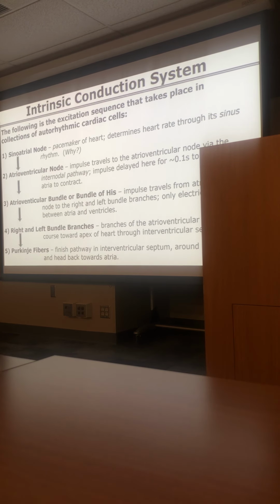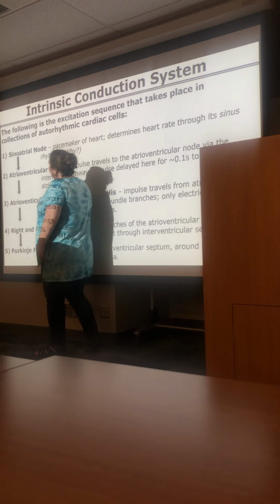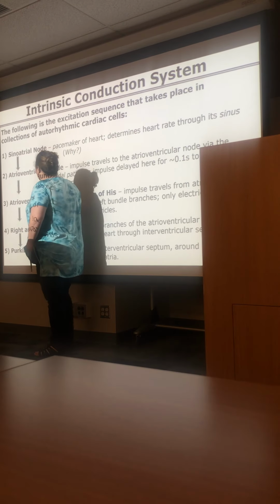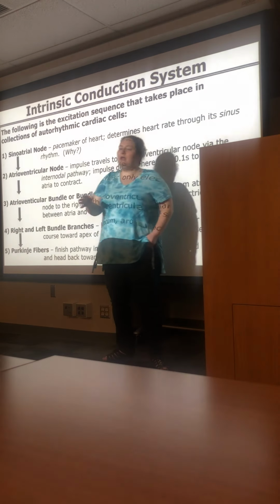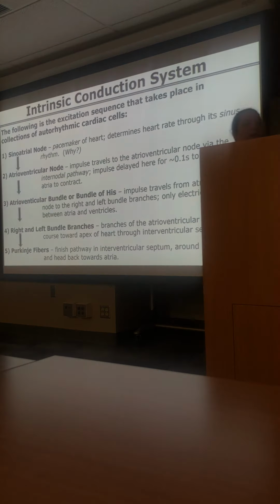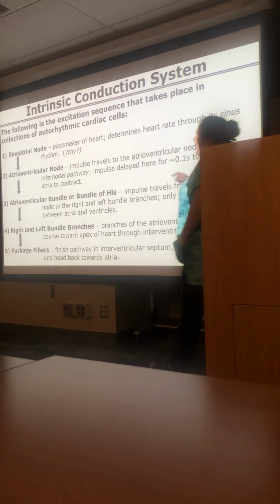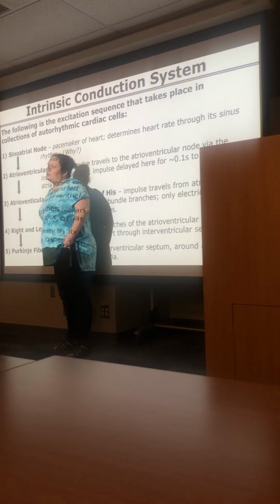So this is what we looked at before in histology, the pathway that we're going to see this signal going through the heart. And what we see is that the sinoatrial node, atrioventricular node, the atrioventricular bundle or bundle of His, right and left bundle branches, and Purkinje fibers are all made up of these autorhythmic cells. Everybody's trying to depolarize on their own to threshold, but it's these guys that get there first. And because they get there first, they're the ones in charge.